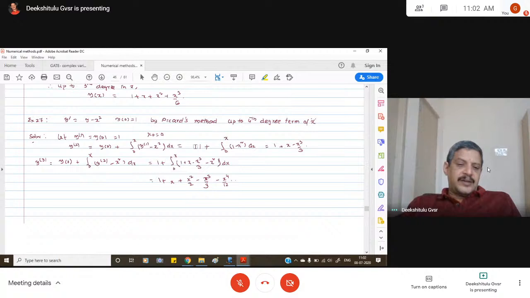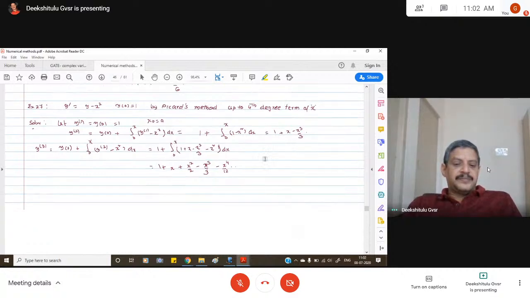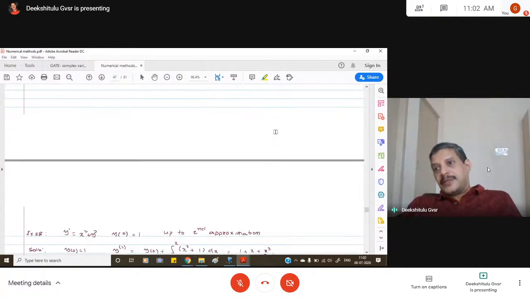Integrate this, we get y of x. Again, you put it in the form y0 plus the integral from 0 to x. That comes out to be 1 plus the integral from 0 to x of (1 plus x minus x cube by 3 minus x squared) dx. That is 1 plus x squared by 2 minus x cube by 3 minus x power 4 by 12. This is how we use the iterative methods to find the solution y in terms of x as a series.